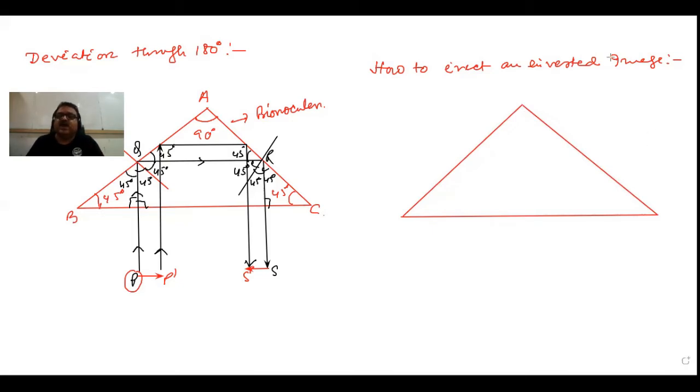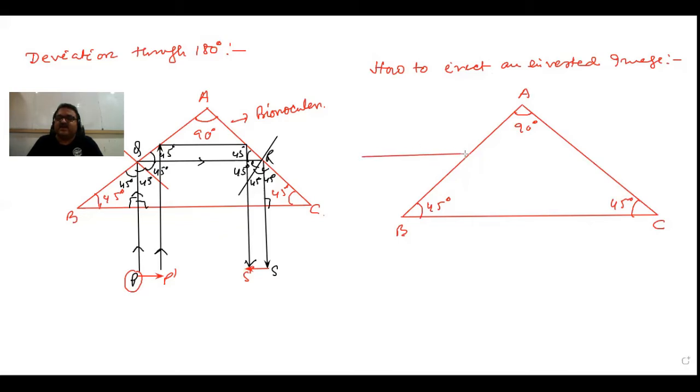Now, again, this is A, right angle, this is B, and this is C. This is 90 degrees. This is 45. This is 45. Okay. Now, look at this diagram. It's a very interesting one.